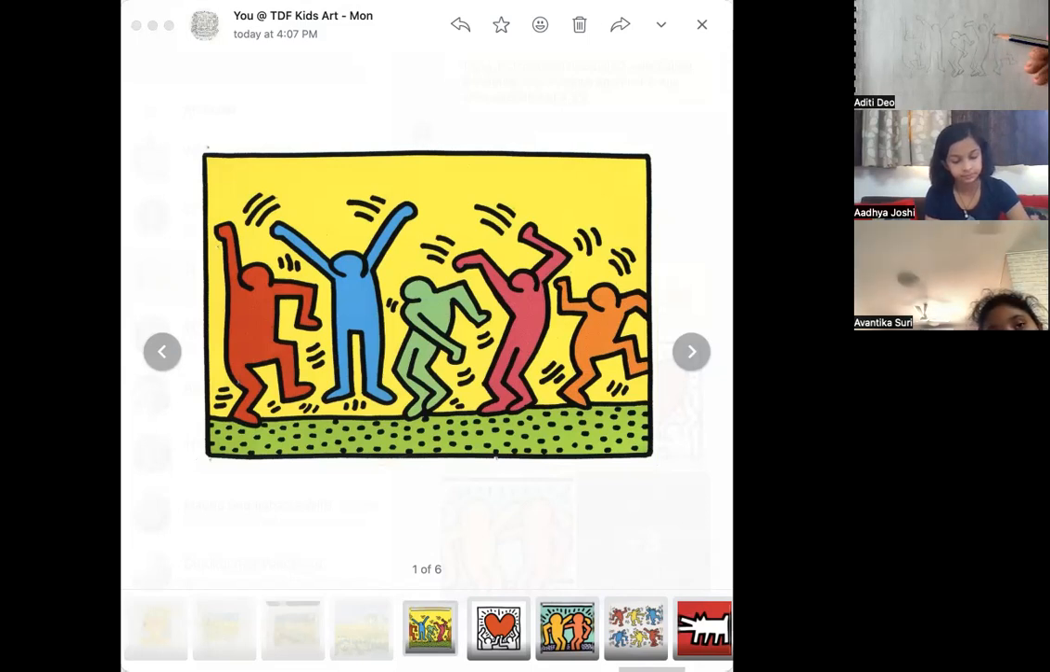Now, when we copy an artwork of an artist from a long time ago, it's called making a study. So, can you figure out why this might be a good idea, or do you think it's a good idea to make a study like this? Can you think of why it might be a good idea, or do you think it's a bad idea to do a study? What do you think?